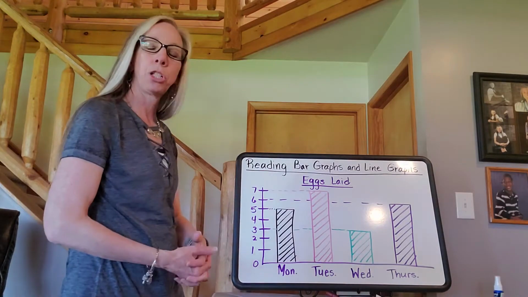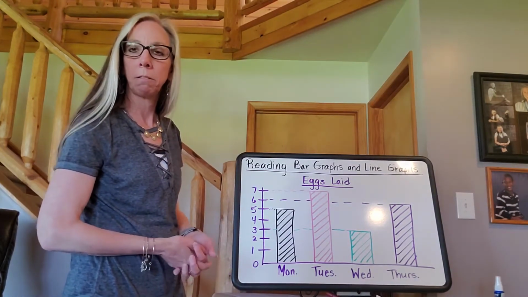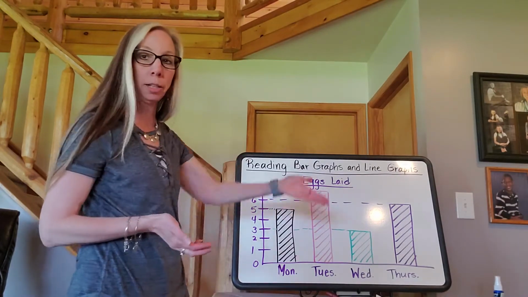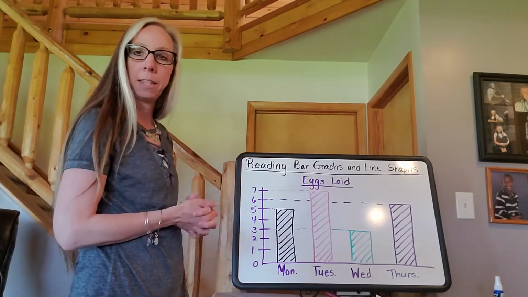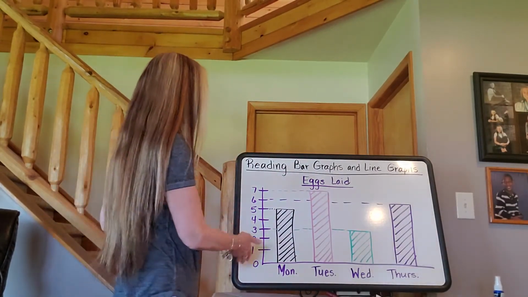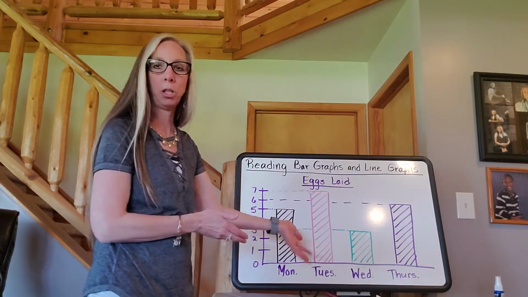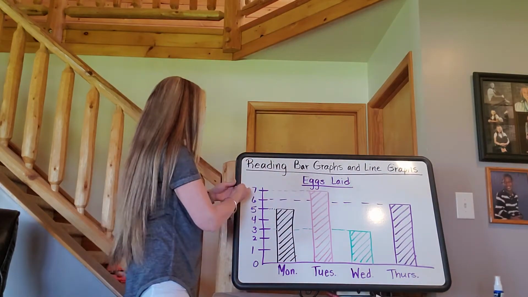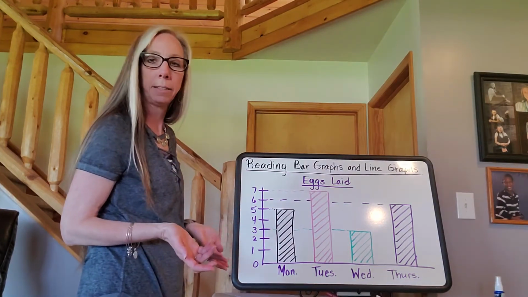Another question they could ask you would be, which day did the hens lay the most eggs? Well, the day that has the tallest bar, the greatest number, is the day that they laid the most eggs. So looking at our bar graph, which day would that be? Well, it would be Tuesday. Tuesday has the tallest bar and the highest number of 7. So Tuesday would be the day that they laid the most eggs.